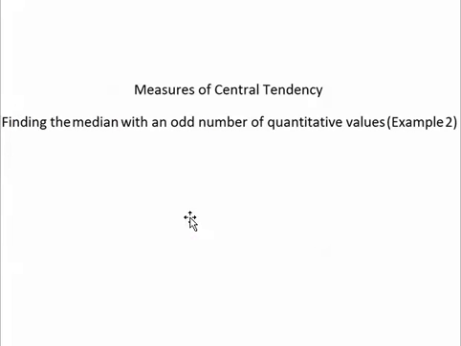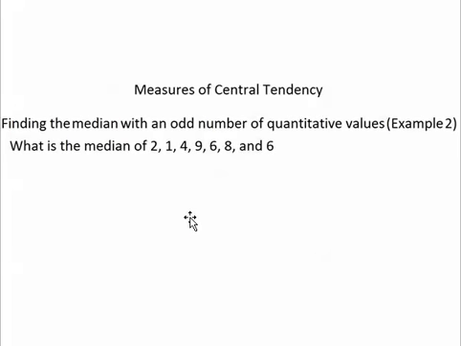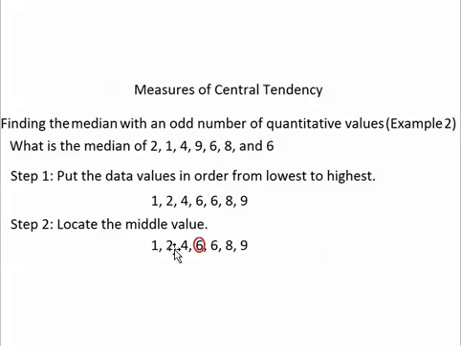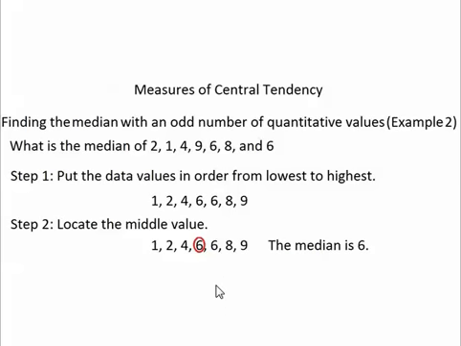Here's another example. Here we have 7 values, which is also an odd number of values. We put them in order from lowest to highest, and the middle one turns out to be 6 because there's 3 values below this 6 right here, and there's 3 values above it. There's 3 and 3. So the median is 6.